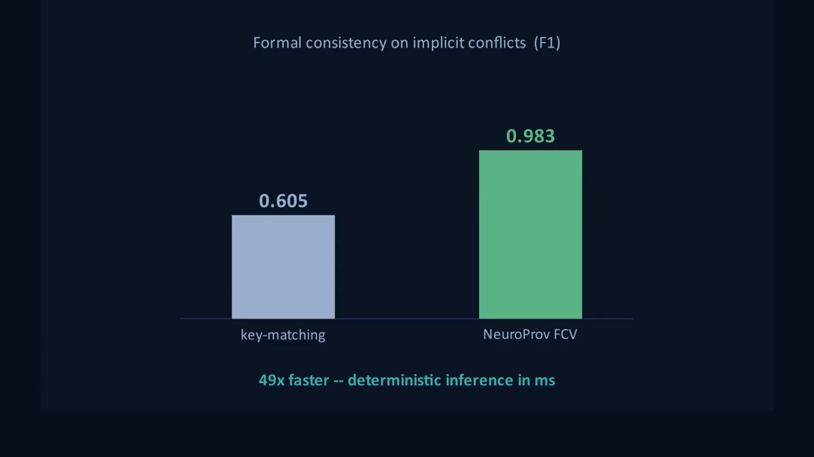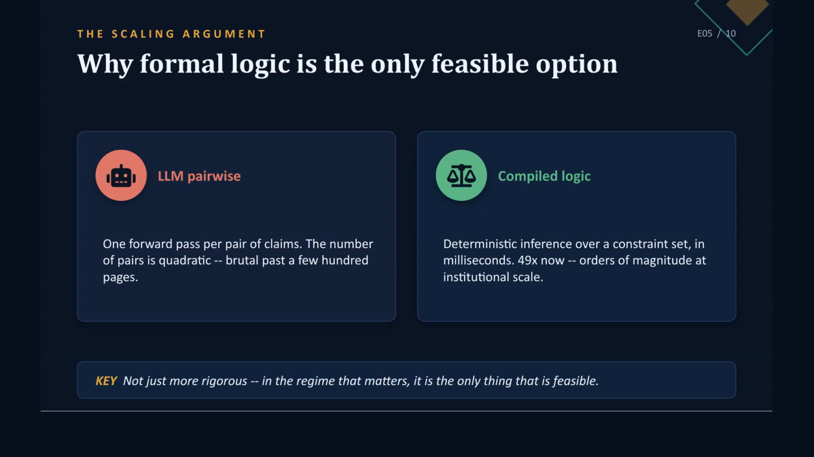And it does so 49 times faster, because logic inference over a compiled constraint set runs in milliseconds, while comparing every pair with a language model does not scale to the quadratic number of pairs in a real wiki. Sit with that speed number for a moment, because it is the whole argument for going formal. A language model has to do one full forward pass for every pair of claims it compares. In a wiki of a few hundred pages, the number of pairs is enormous, and the cost is quadratic and brutal. Logic inference over a compiled set of constraints is deterministic and runs in milliseconds.